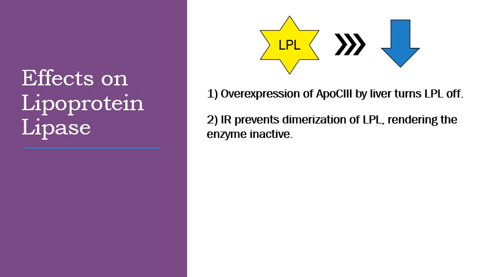The next mechanism is caused by insulin resistance. The enzyme LPL requires dimerization to become active. Dimerization is basically the bonding of 2 molecules. Insulin resistance increases the expression of a protein called angiopoietin-like protein 4. This protein prevents the dimerization and renders the LPL in its inactive monomer state.